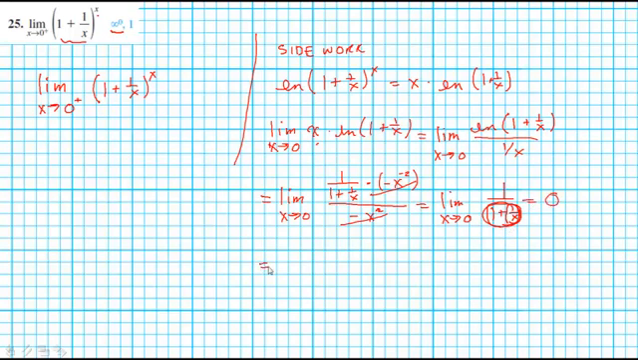Or another way to look at it would be the limit as x approaches 0 of 1 over x plus 1 over x. That's finding a common denominator for the denominator, which is equivalent to the limit as x approaches 0 of x over x plus 1, and that clearly goes to 1.